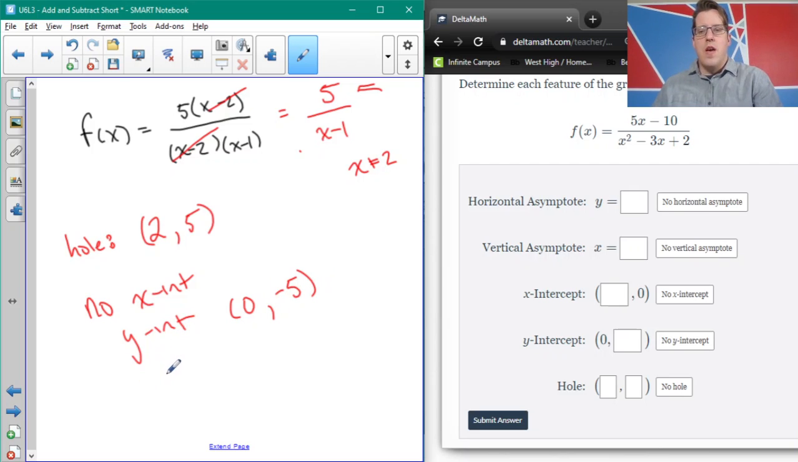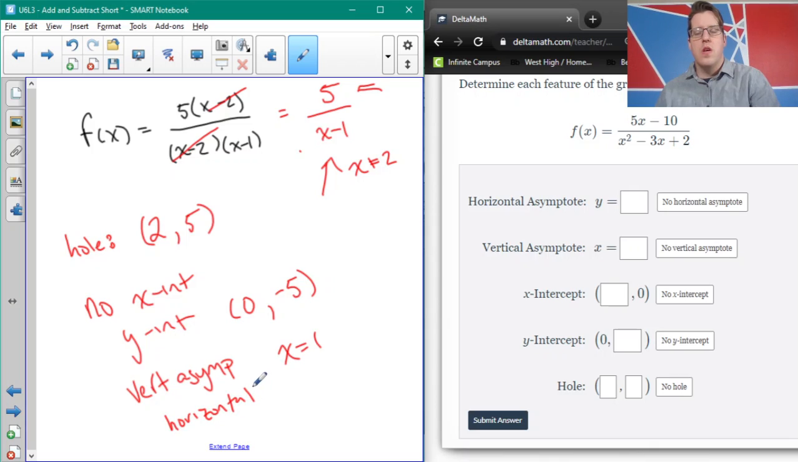Let's see, a vertical asymptote. Well, we still have this leftover factor of x minus 1, so x equals 1 is still going to be a 0 of the denominator. And then for our horizontal asymptote, it's probably easiest to look at the original problem. We have 5x over x squared. So since the denominator is a bigger degree, that's going to kind of reduce it down to y equals 0.